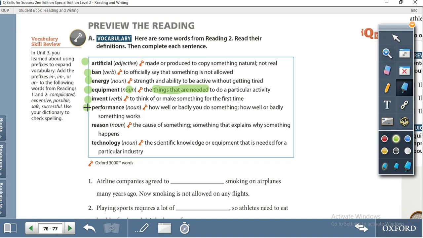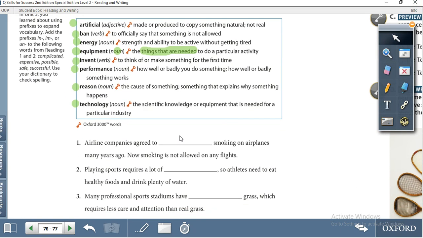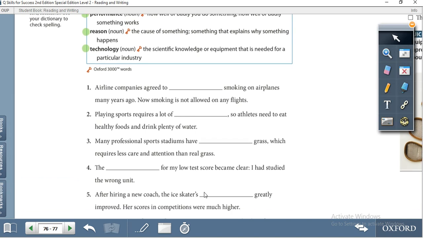Then we have performance. Performance means your ability to express something, good or bad, your performance on the stage. The thing we do. How is my performance? How is your performance? Then we have the word reason. Reason means the cause of something, why something happened. What is the reason, why did you do that? Then we have the word technology. You know the meaning: the invention of modern science is called technology.